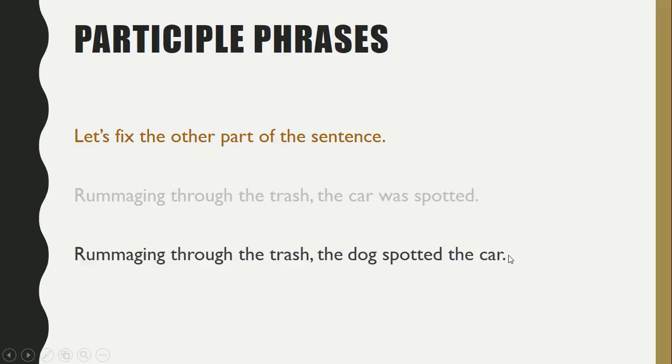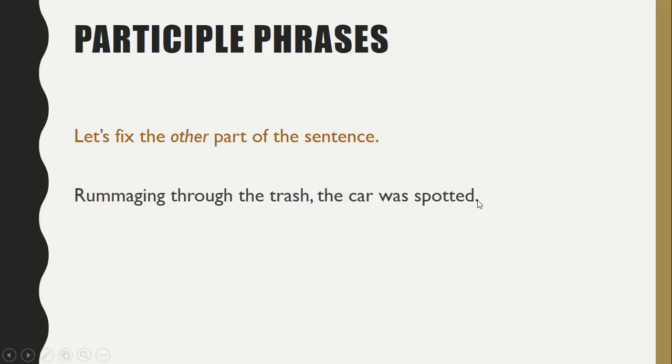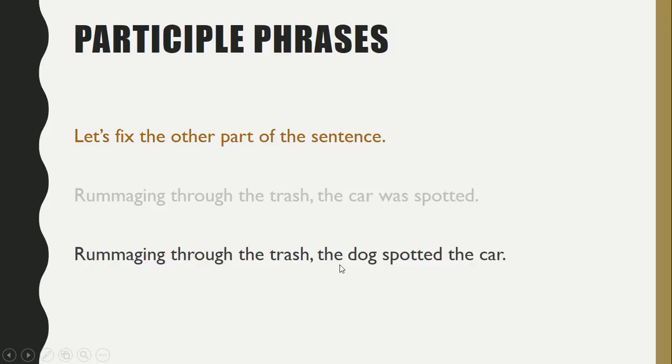Let's go back a little bit. The car was spotted. That's another problem. That's a stylistic problem in our writing. And that is called passive voice, because we have the object doing the action. We want the subject doing the action. The dog is doing the spotting. Subject, predicate. That looks better in this case. That's active voice. So one problem leads to another. We fix the passive voice, make it active voice, and now we have the noun where it needs to be, so it can be modified by this big adjective.